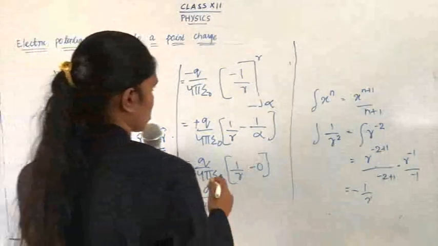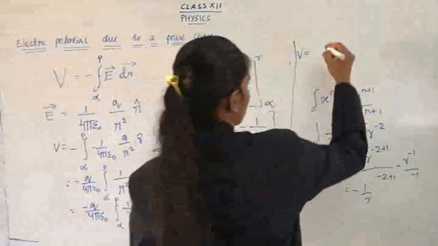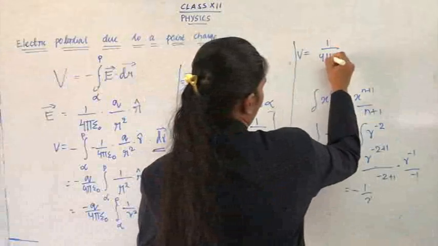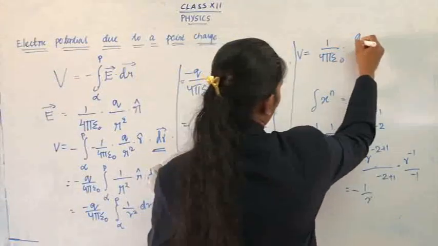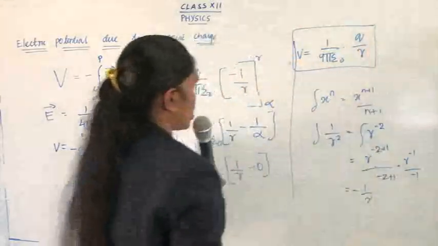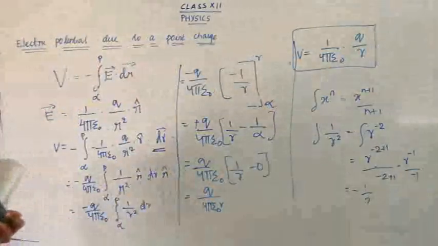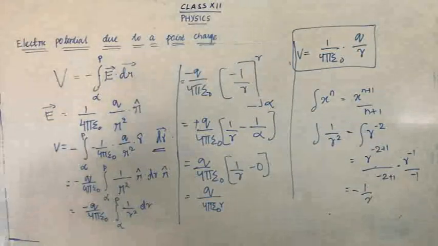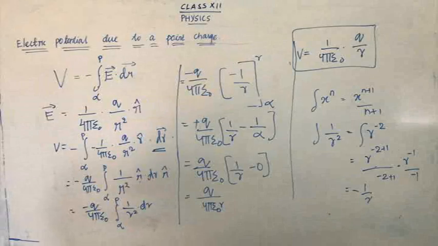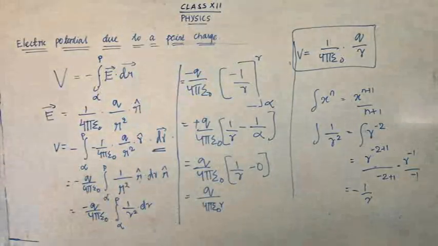So write this: V equal to 1 by 4 pi epsilon 0 into Q by R. This is the electric potential due to a point charge. Write it down.